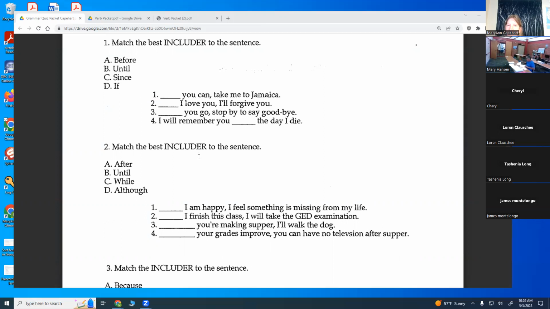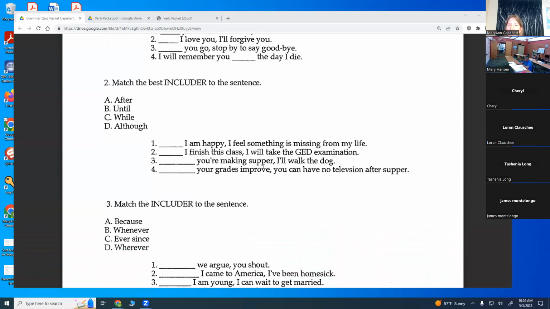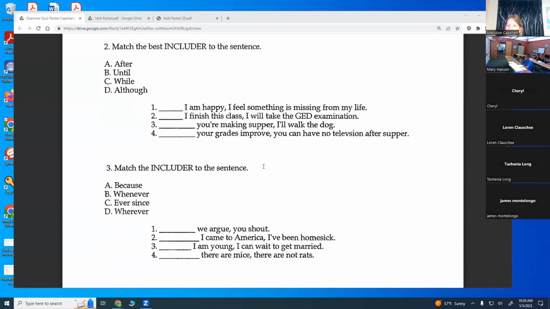Let's say the word, because say the word. Love you. Until the day. That's right. Includer for this one. Although I am happy, I feel something is missing from my life. Yeah, I feel something is missing from my life.